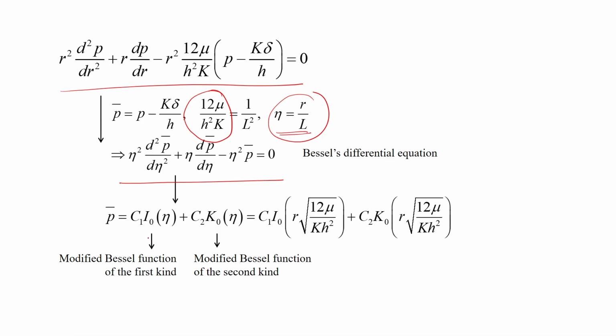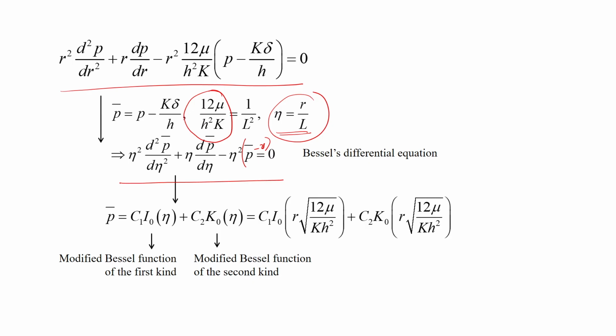The modified Bessel functions are I0 and K0, the order is 0th order. Actually, this is not correct. It is p bar minus nu square, and here this nu is actually 0. Therefore, this quantity is I0. This is the modified Bessel function of the first kind and the second kind.